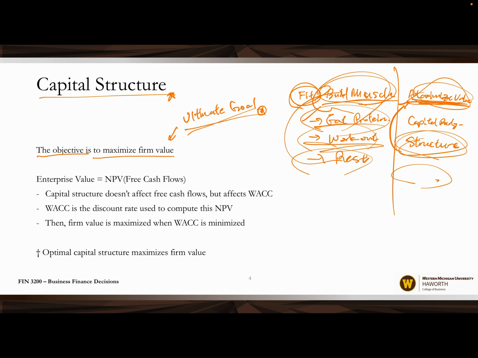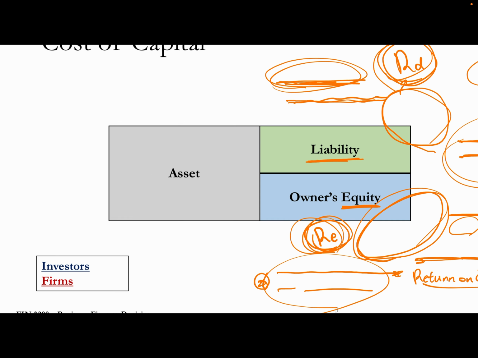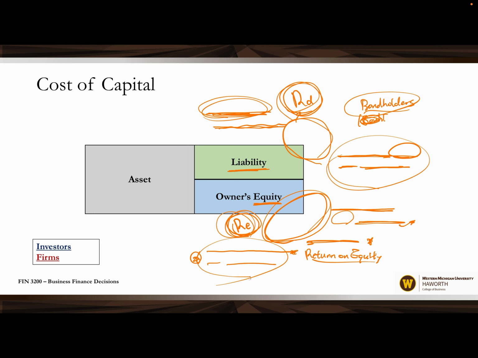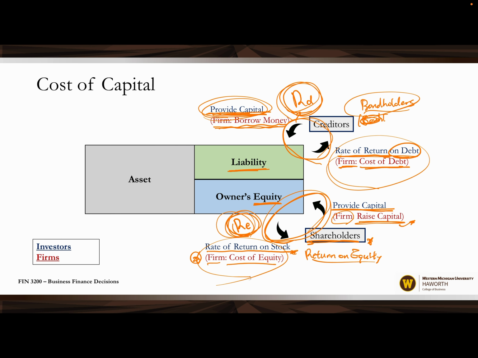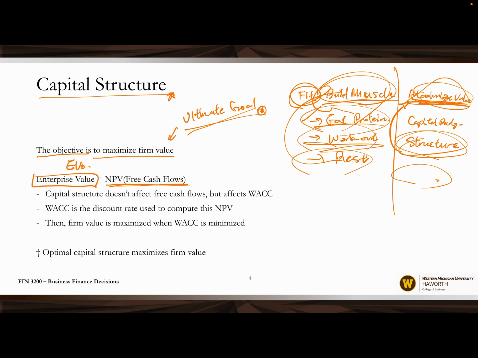And as we mentioned before in the previous slide, the enterprise value, EV0, is the NPV of future free cash flows. Okay, we had it back here somewhere. Free cash flows. One thing you should know is that the capital structure doesn't affect the future free cash flows, but just affects the WACC.